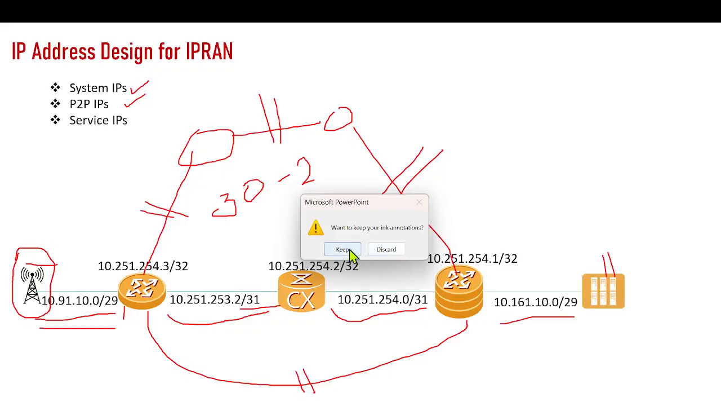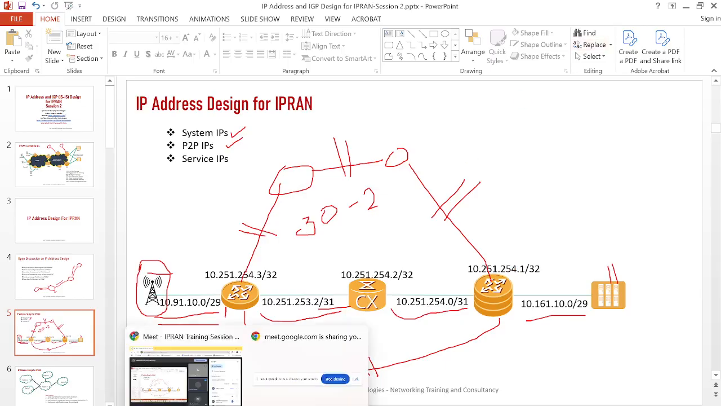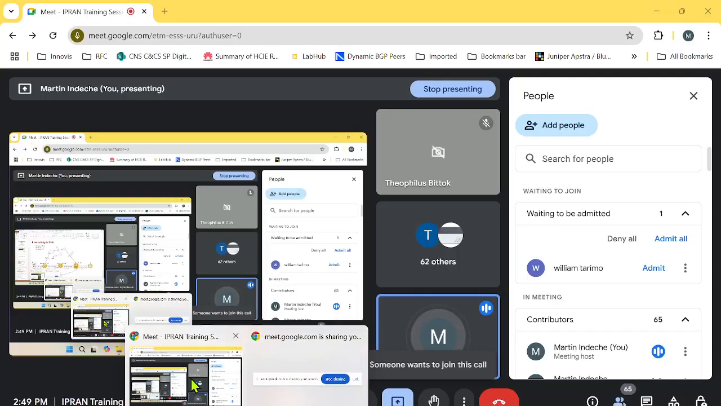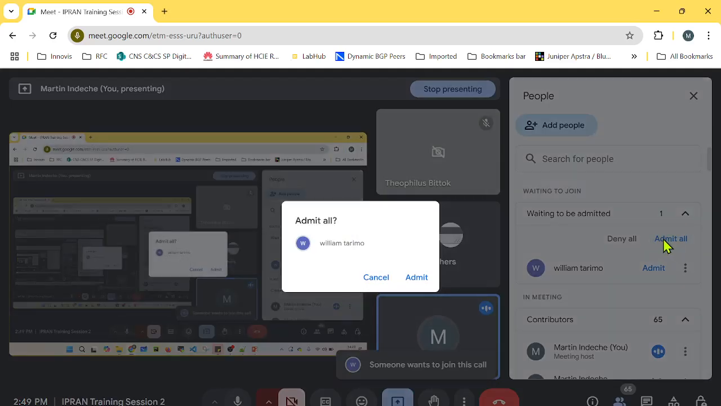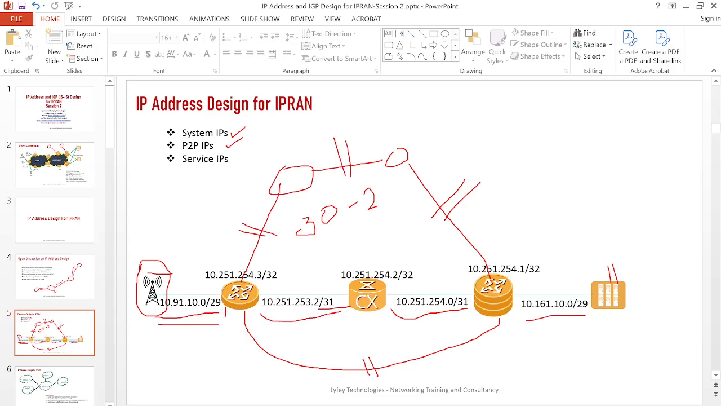Why do you put a slash 31 subnet on a point-to-point link, like from one CSG to another CSG? Yes, that's how, for the majority of the networks I've handled, that is the setup. We are using slash 31. Even for IPv6, when you are deploying IPv6, we will be using slash 127, so that you only have two IPs.